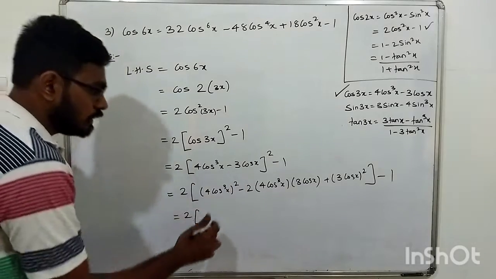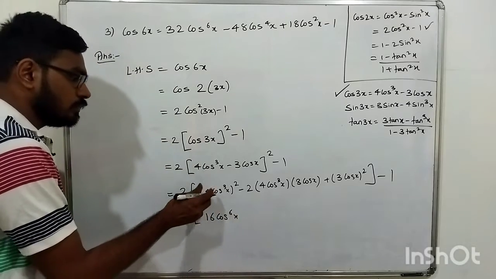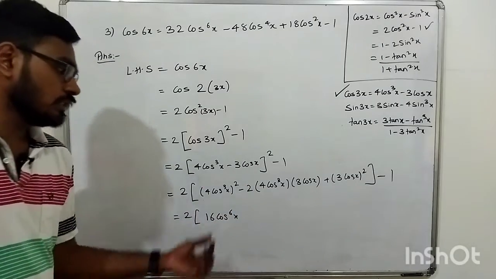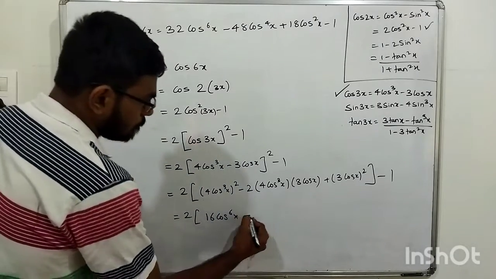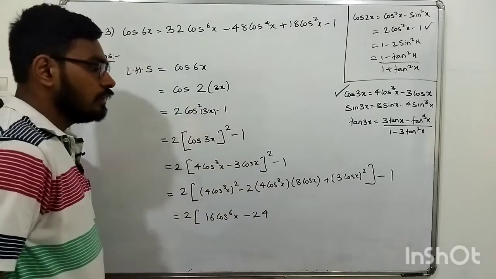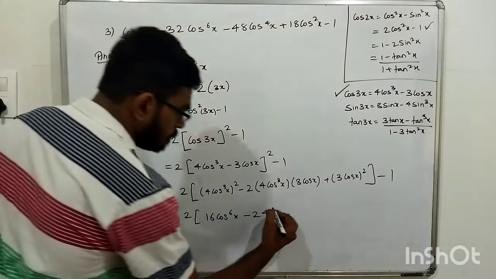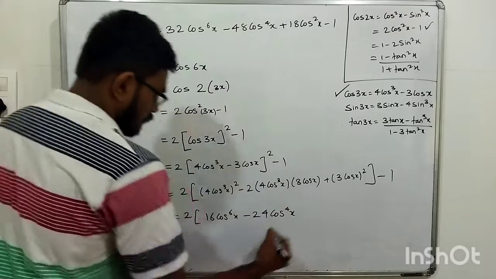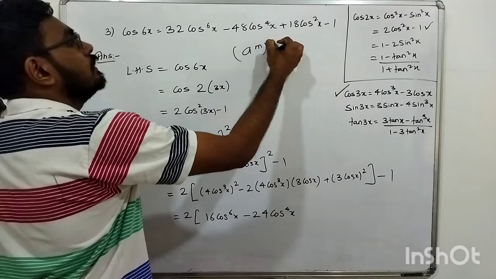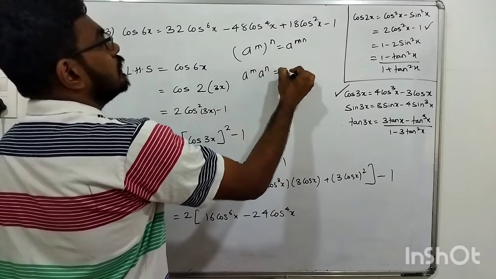2 into 4 square is 16 cos raised to 6x. Understood? 4 into 2, 4 raised to 2, 4 square is 16, cos cube x raised to 2. So cos raised to 6, 3 into 2 is 6. Minus 2 into 4 is 8, 8 into 3 is 24, 24 cos raised to 4x. So these properties you should know. You need to know a raised to m raised to n is equal to a raised to mn, and a raised to m into a raised to n is equal to a raised to m plus n.